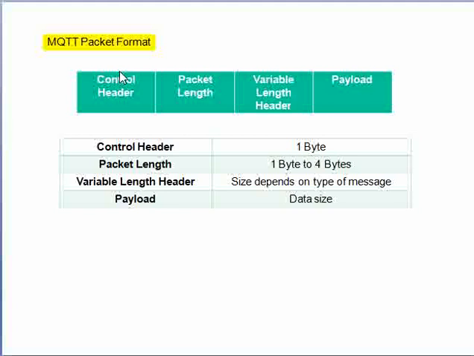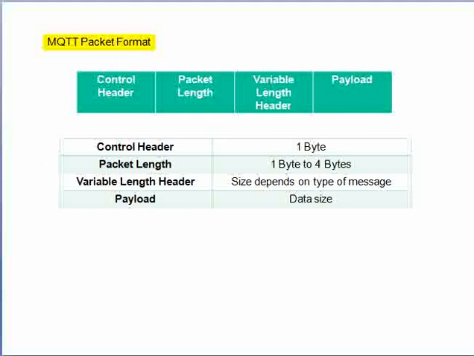The first one in the packet is called a control header, which is 1 byte, and then we have something called packet length, which the name itself is self-explanatory, and it can be between 1 byte to 4 bytes, which indicates the length. And then variable length header. This is not always used in the MQTT packets for simple communication between the client and the broker. And this size depends on what kind of message you are sending. And then ultimately the data, which is the payload. So this is how the packet format looks like.